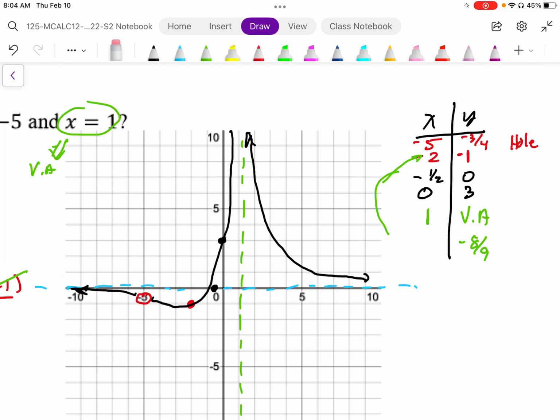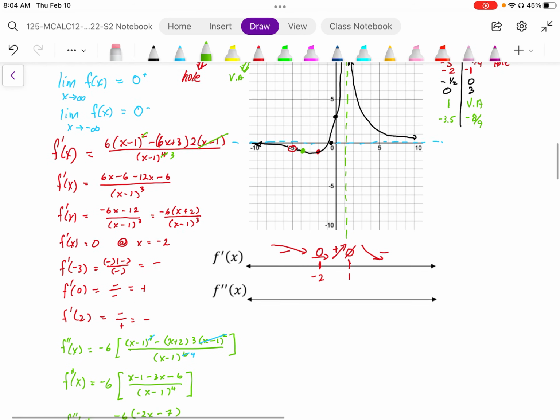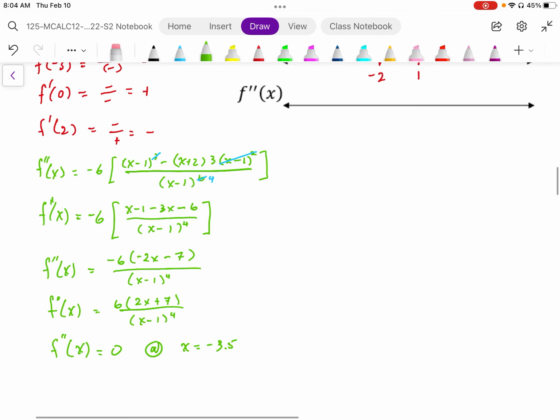I'm just going to make that a little bit nicer here. That looks like a mess. Okay, so this was negative 3.5 or 7 over 2, and negative 8 over 9 is going to be my inflection point. So it's going to be somewhere right about there. Okay, so there's my inflection point. Again, we have to be careful with that second derivative because it can get very messy. Although this one didn't end up being that messy in the end.